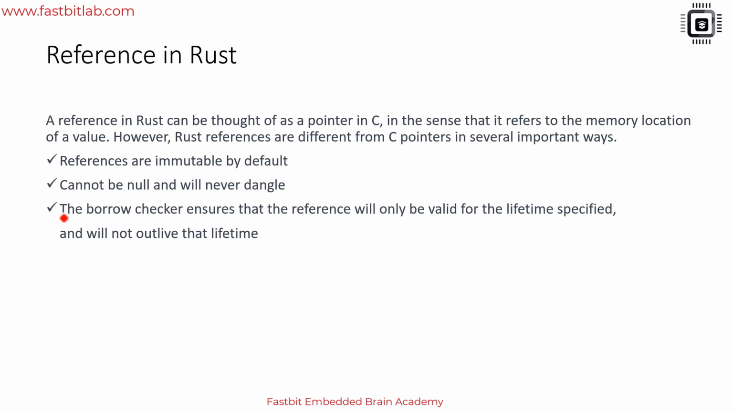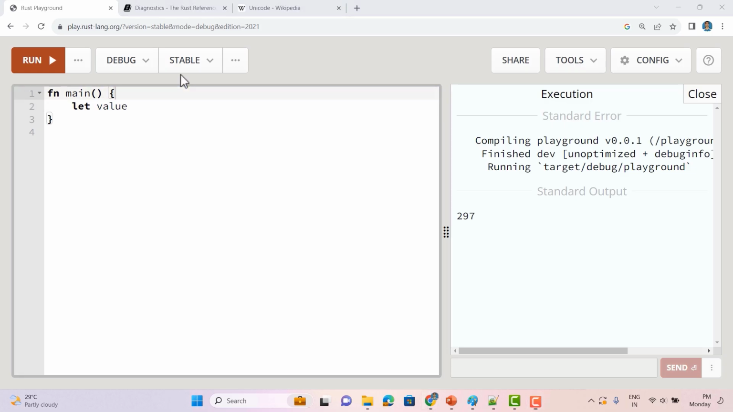Reference in Rust. A reference in Rust can be thought of as a pointer in C, in the sense that it refers to the memory location of a value. However, Rust references are very different from C pointers in several important ways. First of all, references are immutable by default. So constness is by default, and they cannot be null, and they will never dangle. The borrow checker ensures that the reference will only be valid for the lifetime specified and will not outlive that lifetime. Now let's understand references with one example.